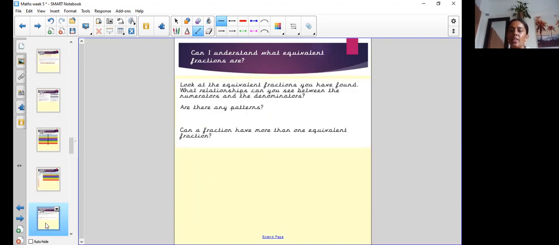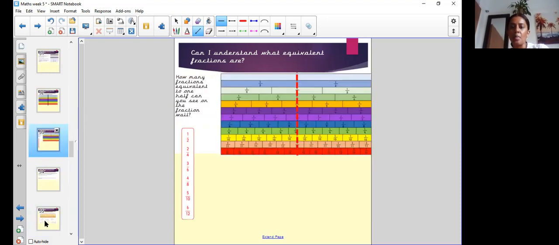So look at the equivalent fractions you have found. What relationships can you see between the numerators and the denominators? Are there any patterns? Can a fraction have more than one equivalent fraction? So go back up and have a look. What can you see about the numerators and the denominators? What's happening? Are they changing? Are they moving? Are they doubling? Are they adding 2 to? Look carefully at the denominator. See if you can note down what you can see is changing.